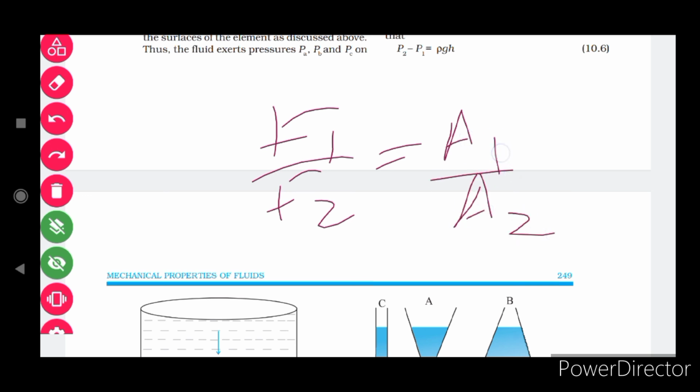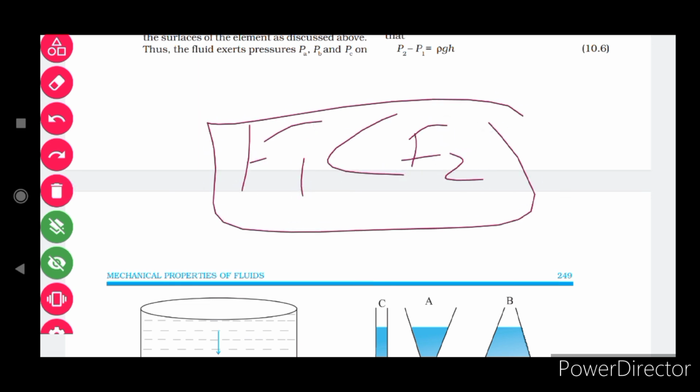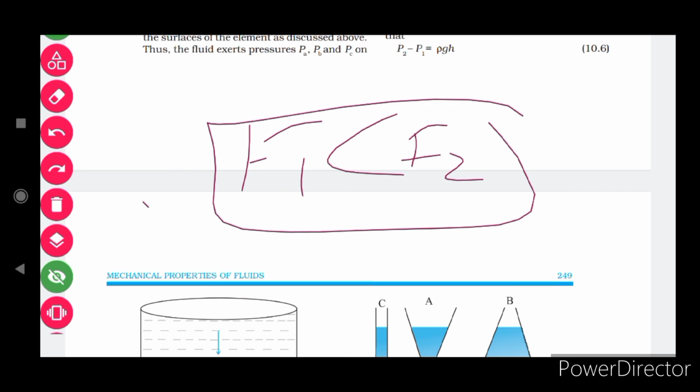Very clearly, I drew that area 1 was smaller as compared to area 2. So A1 upon A2 is smaller than 1, so F1 upon F2 is smaller than 1. This means that F2 is greater than F1. That means the force will be greater where the area is greater. The more you increase the area, the more force you will generate by applying a very small force. Okay, this is because of Pascal's law. Similarly, hydraulic brakes work on the same principle.